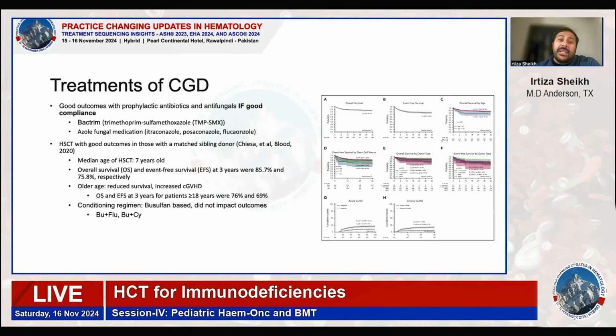The other thing is they did look at a busulfan-based conditioning regimen with either fludarabine or in combination with cyclophosphamide. And they found that whether you added cyclophos with bu or you did fludarabine with busulfan, that did not impact the outcomes of these patients.